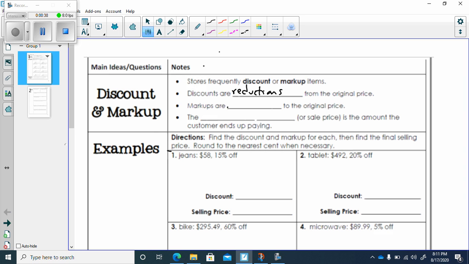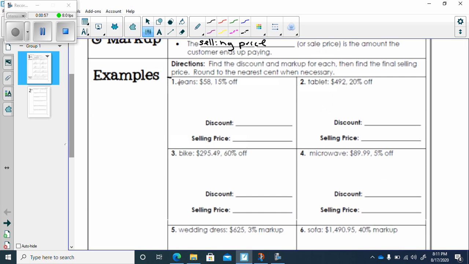Markups are additions to the original price, like sales taxes, tips. The selling price is the amount the customer ends up paying. Okay, so we're going to do some prices here.